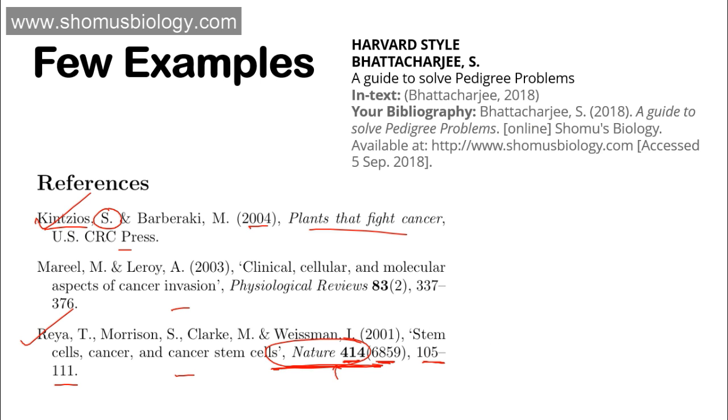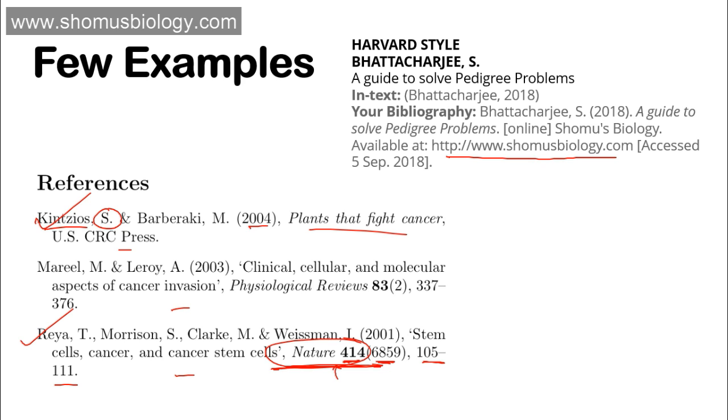If you're taking the Harvard referencing from a website, then this is the way to do it, because what people sometimes do is they just take the URL of the website and paste it as a reference, but that's not the right way to reference. The right way is like this, where obviously there should be the website, but along with the website there is a sequence. In the case of the Harvard system, let's say we are talking about myself as Bhattacharji, and the title of the article is A Guide to Solve Pedigree Problems, which is on my website, and it was published in 2018 by Shomu's Biology.